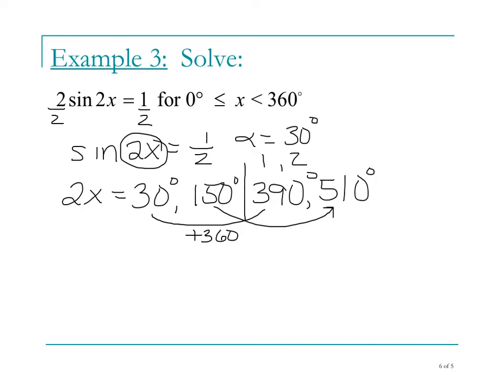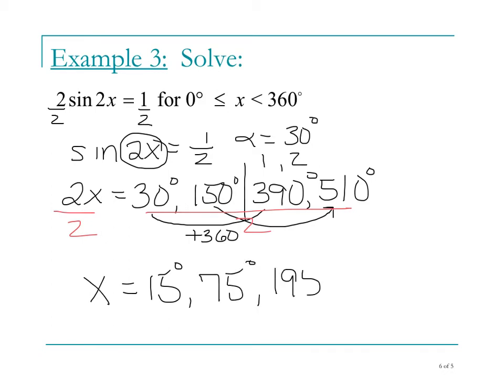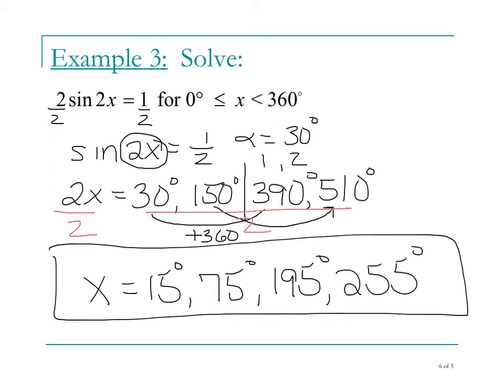Okay, and then your final step is to just go through and divide everything by 2. So now I have that x is 15 degrees, I'll have 75 degrees, 195, and 255. Okay? So you should be all set at that point.